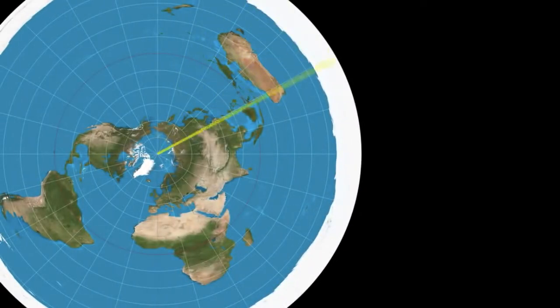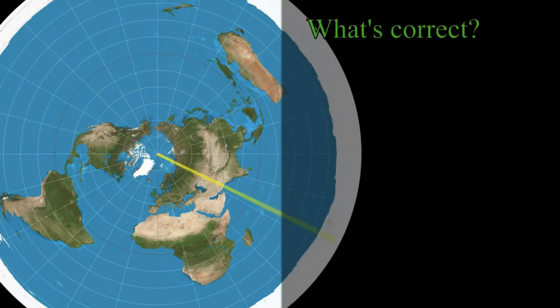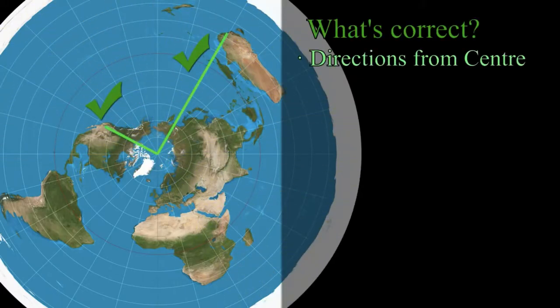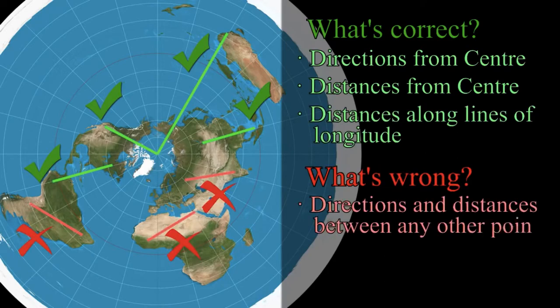In the case of an azimuthal equidistant projection, what stays intact? Lines of longitude radiate from the centre of this polar projection, so directions from the centre point will be represented correctly. In fact, the centre point is the only point on this projection where one can determine the direction and distance to any other point correctly. For other points, only distances along lines of longitude will be consistent with reality. Distances and directions between any other 2 points will be incorrect.